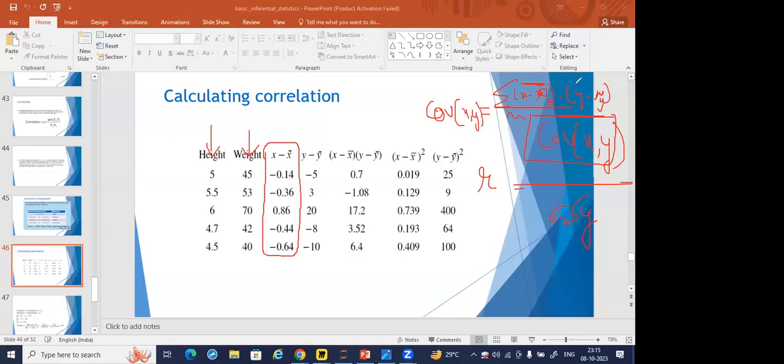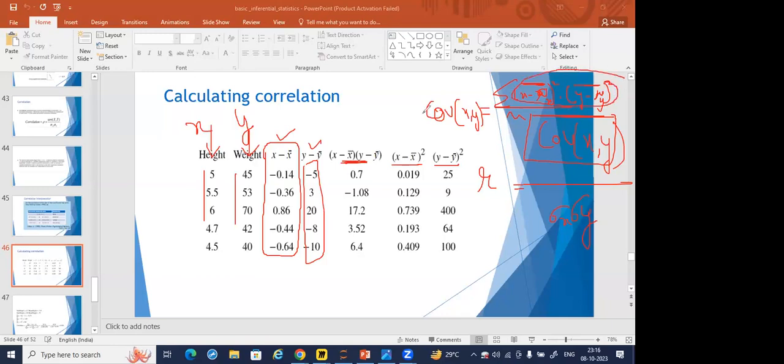To calculate this value, we need to calculate X minus mean and Y minus mean. Suppose this is X, this is Y, so height minus mean and weight minus mean. Then we need to take the dot product, the multiplication of these, to calculate this formula. And then we need x minus x bar and y minus y bar so that it could be settled into this one.